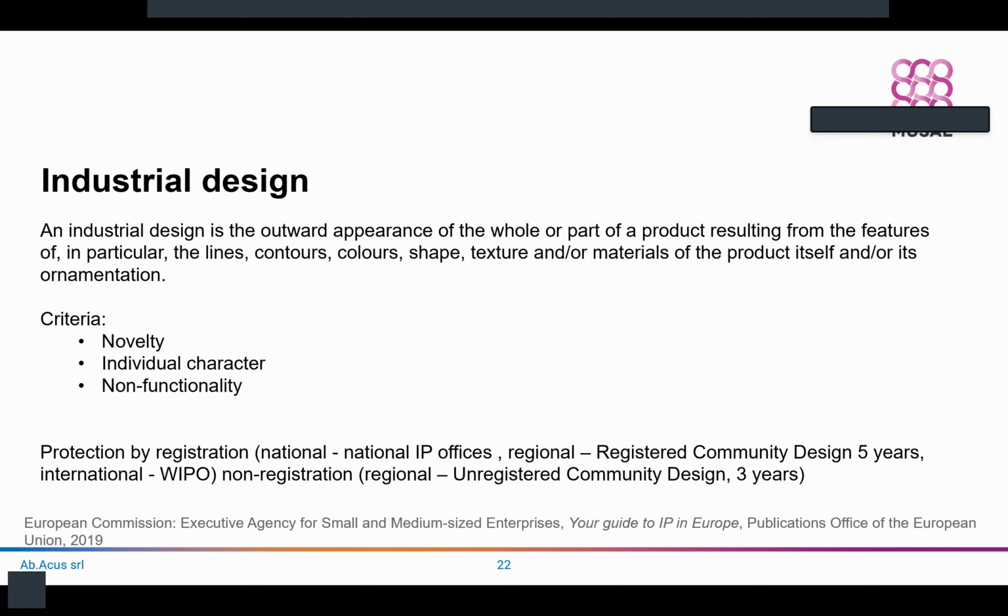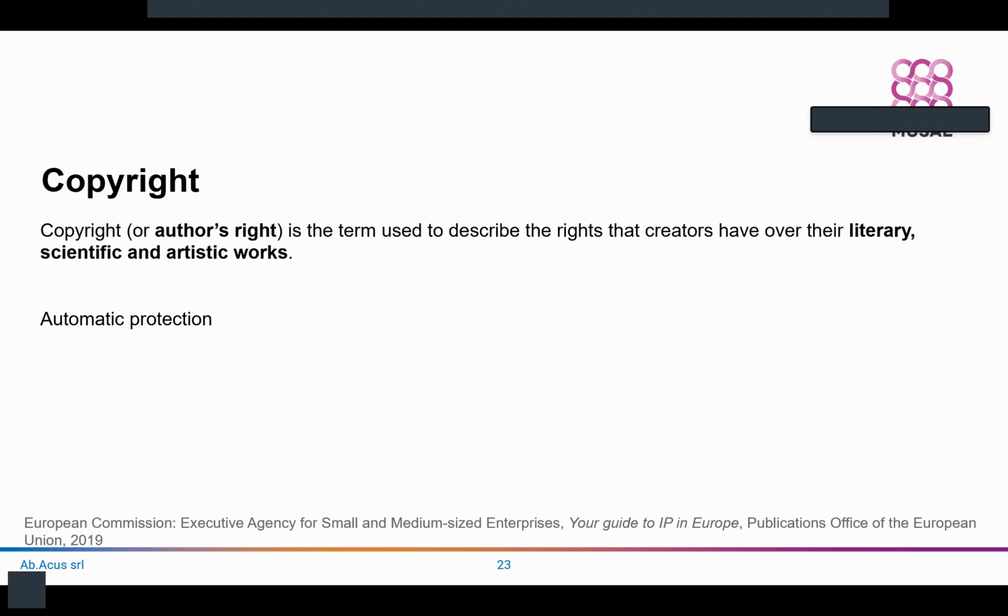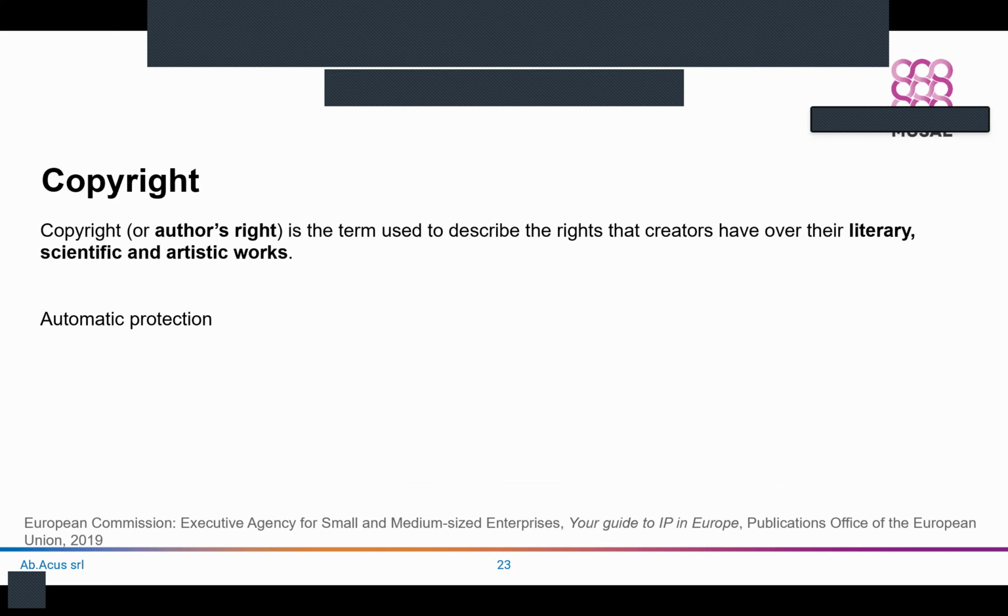Okay, so now we have the logo and the name, and we have the appearance. Different story is the one of copyright. Copyright does not protect a product, but protects any intellectual creation, normally literary, scientific, and artistic works. Copyright normally is protected in an automatic way.